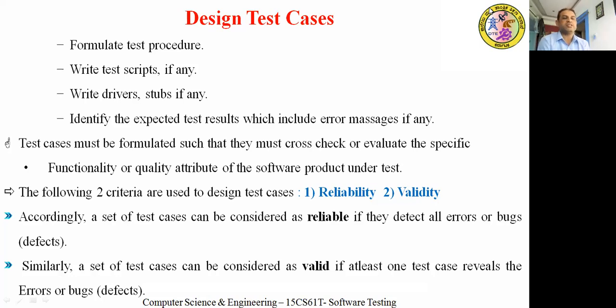Similarly, a set of test cases can be considered as valid if at least one test case reveals the error or bugs. So a test case is considered valid if at least one test case reveals the error. So reliability means it detects all errors or bugs, and valid means it identifies at least one error, and then we can call your test cases valid. So that is about designing the test cases.